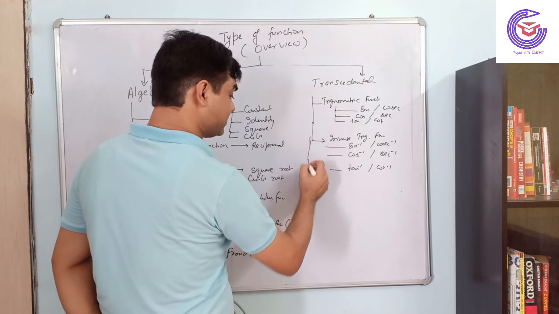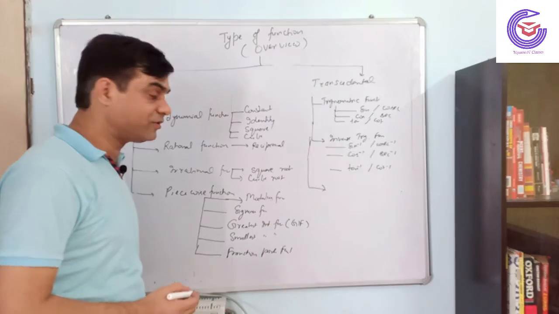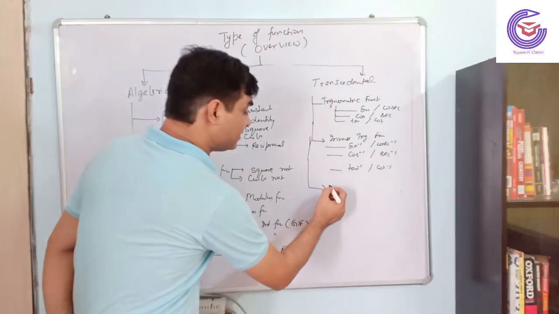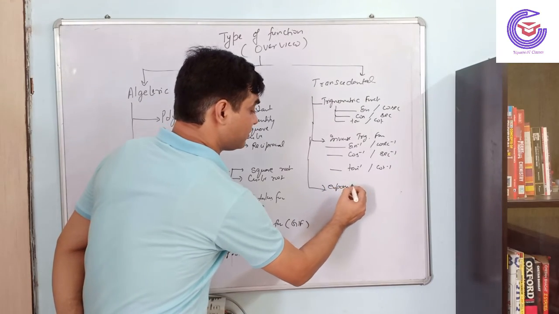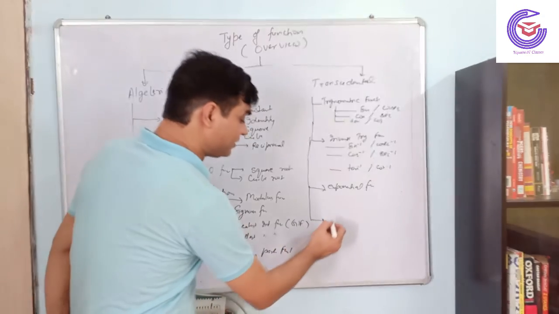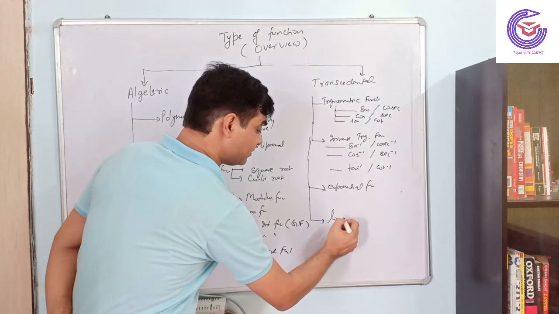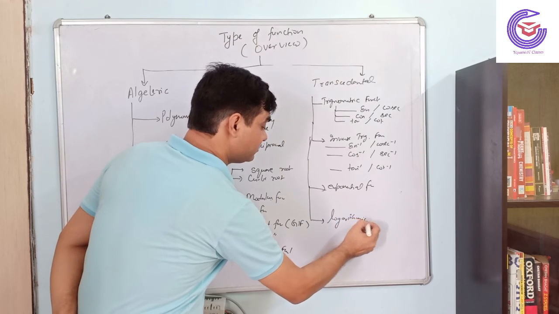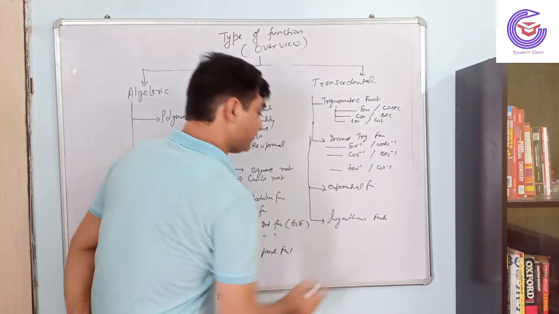The third category is your exponential function, and the last one is your logarithmic function.